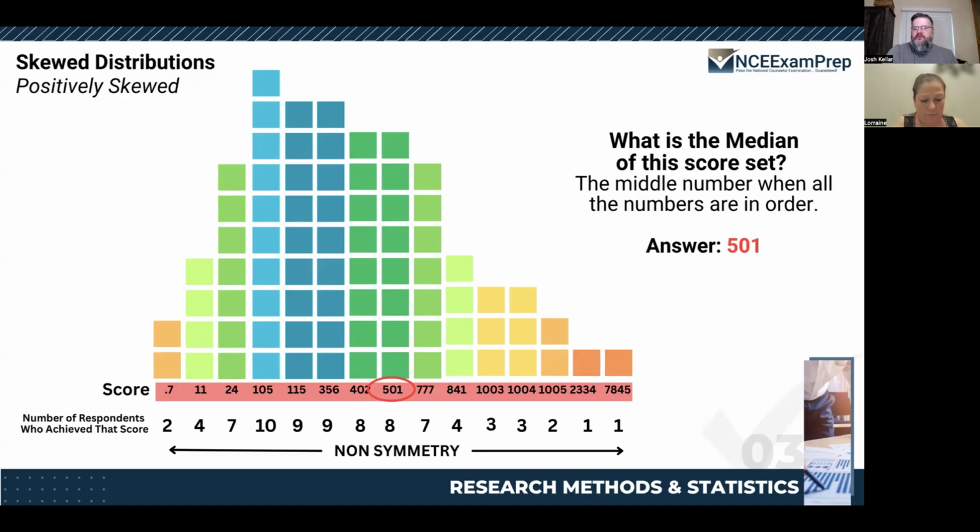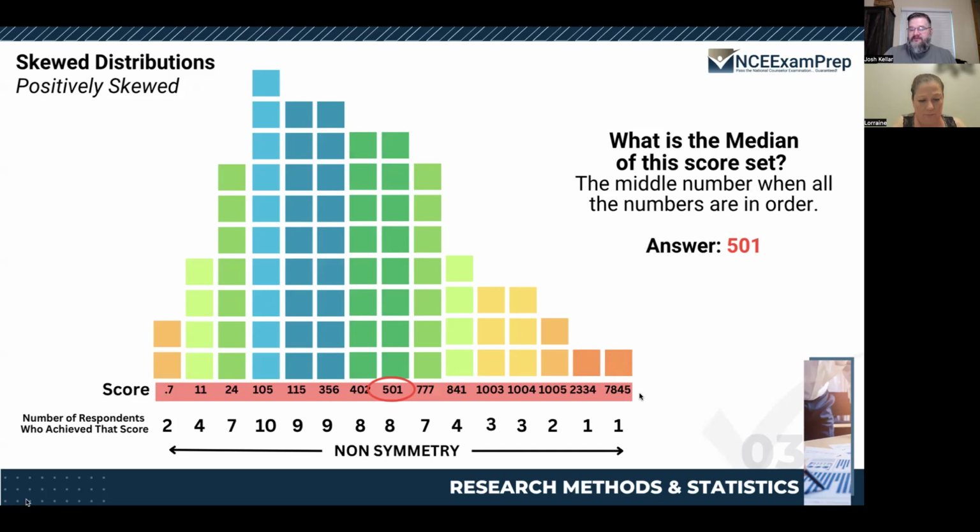So the first thing that we have to do to find the median is we have to put the numbers in order. That's the very first thing: if the numbers are not in order, we have to put them in order from our lowest number all the way to our highest number.